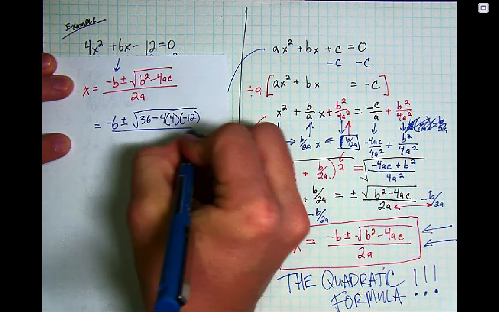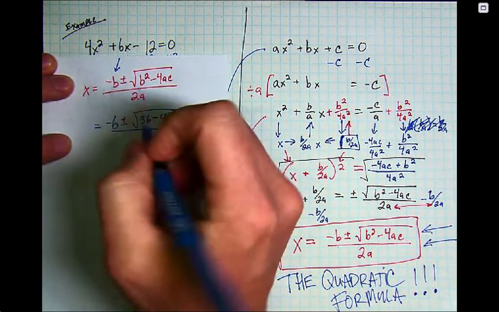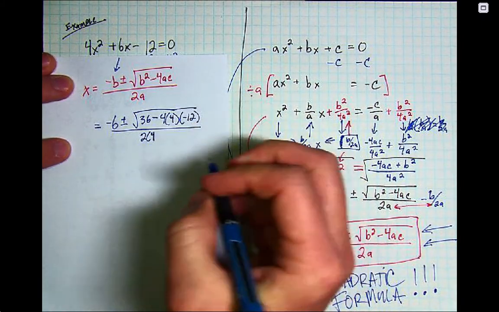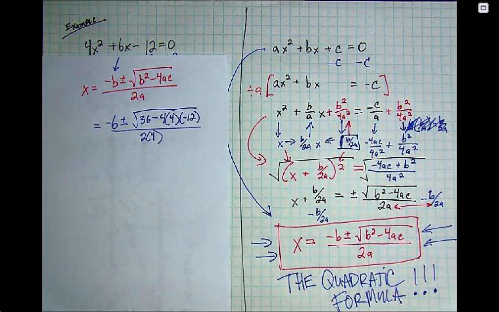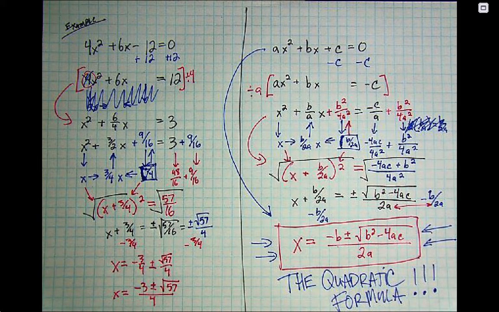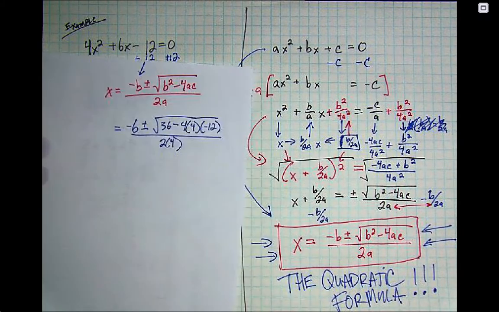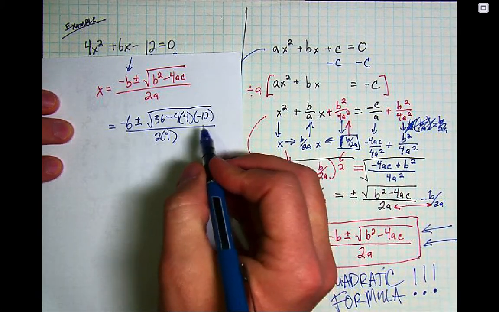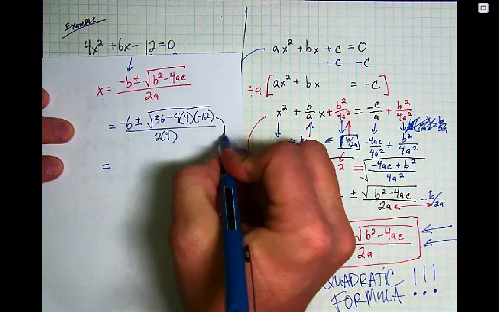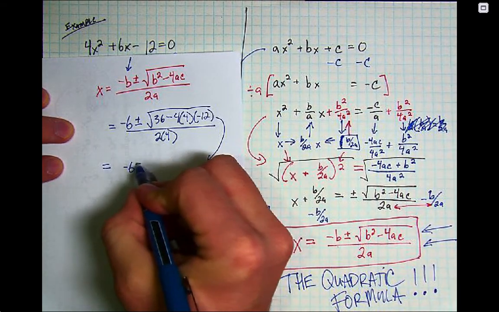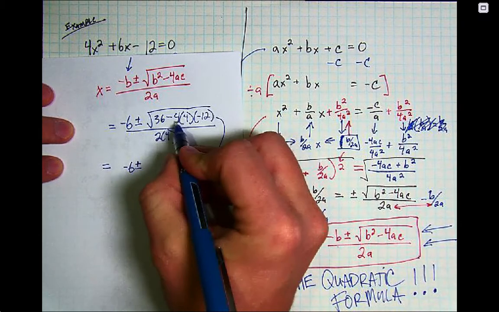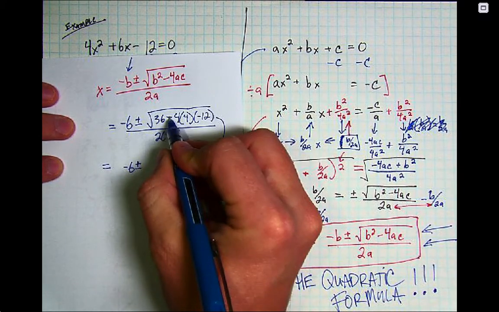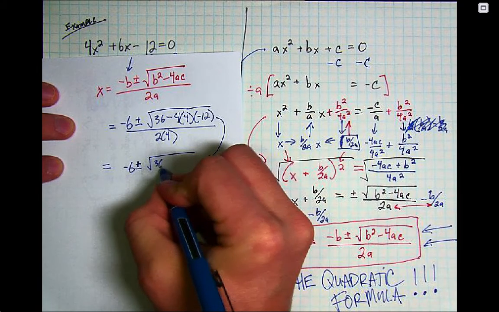And all of that over what? 2 times a. What was a? 4, so 2 times 4. Now, do you think just plugging all that in and working out the math is a lot easier than that? I think so. And watch. We can finish this problem by just doing the math. Probably best to do this part first. 36 minus 4 times 4 times... Oh, minus minus. So it's going to be 36 plus something.